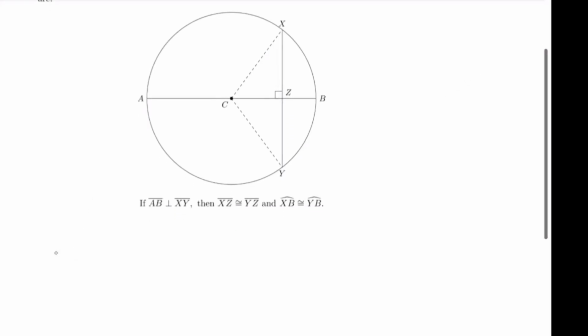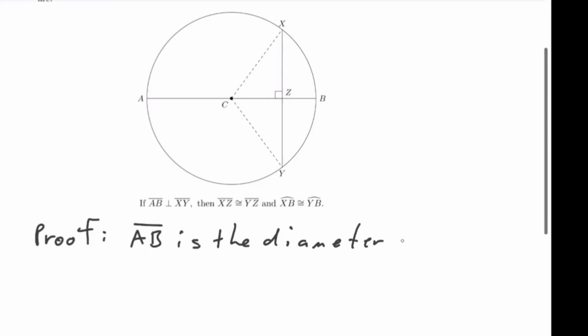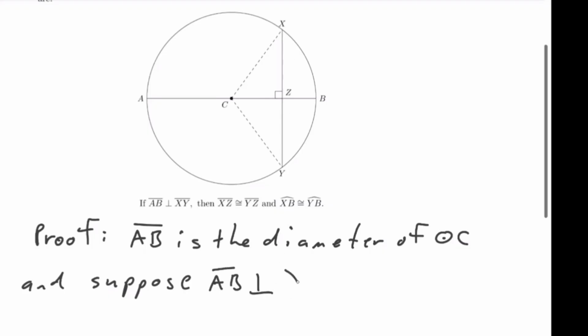All right, so proof. So we're going to have AB is the diameter of circle C, and suppose AB is perpendicular to this chord XY.